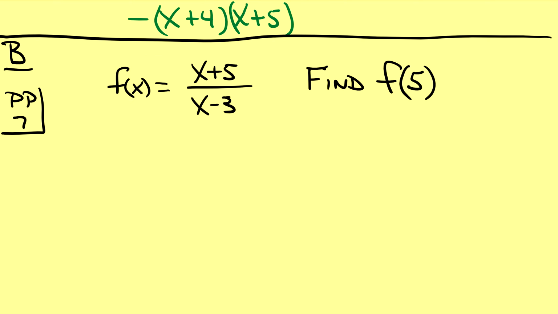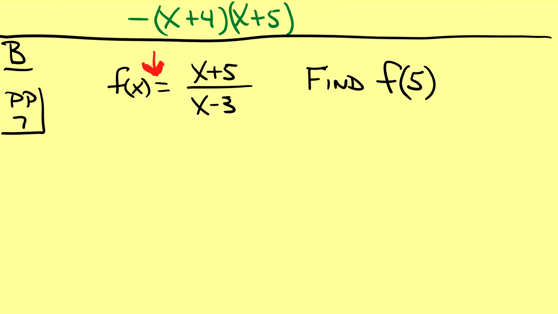All right, now we're moving on to our second objective about rational functions. So we're going from rational expressions to rational functions, and the difference is this equal sign. So now we say f of x equals x plus 5 over x minus 3. That's all we're doing, and it really doesn't change much. Now they want us to use functional notation to solve this.